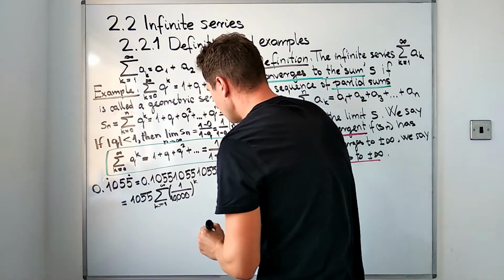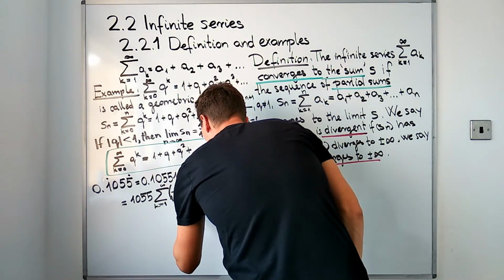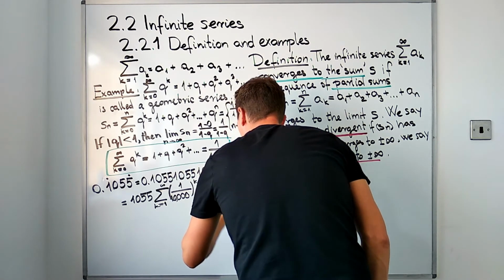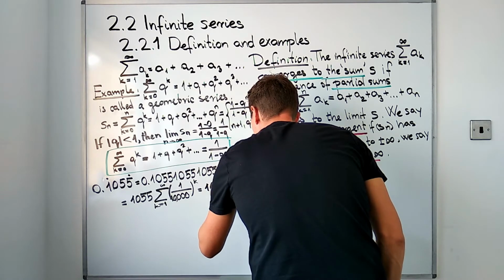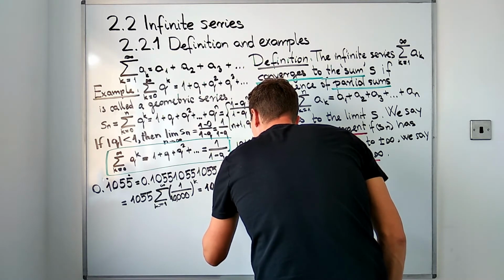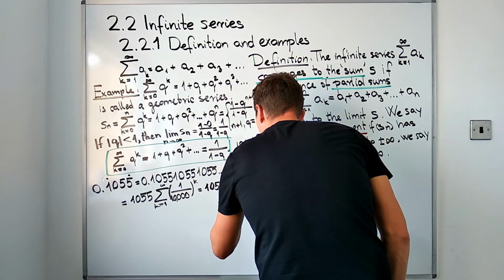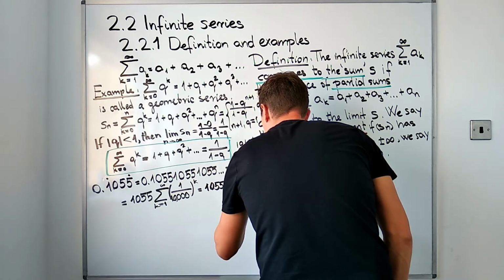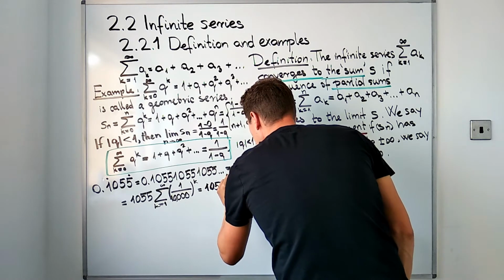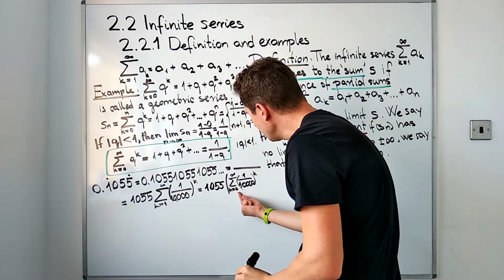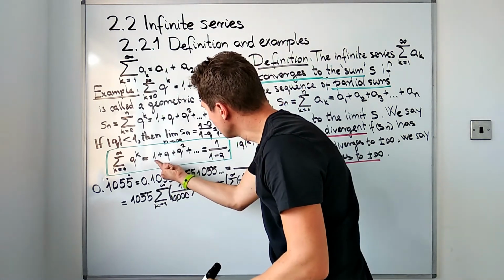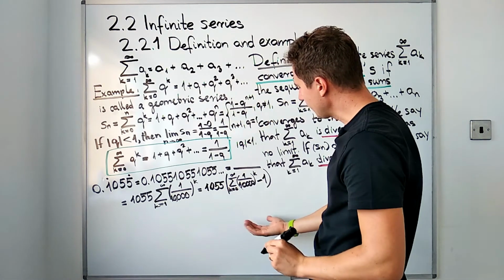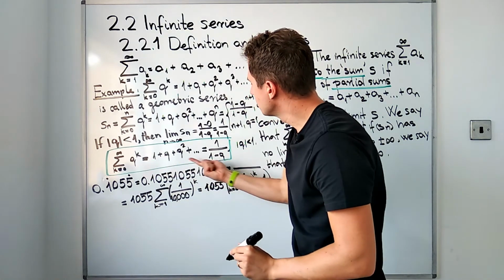Well, here we can recognize that we have almost a geometric series, with q being 1 over 10,000. So what we can do is rewrite this as 1055 times the infinite series of 1 over 10,000 with powers going from 0 to infinity. And what I did, I added the 0th term, which is the number 1, so I have to subtract that to make this right. And if I do that, now I can apply my geometric series formula.